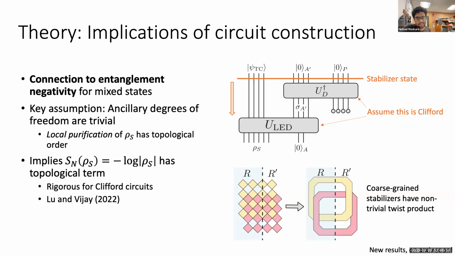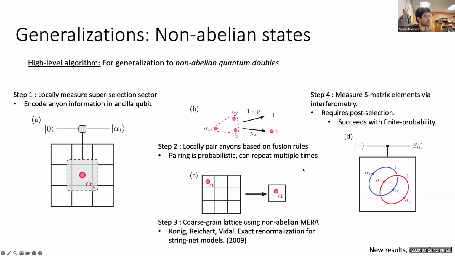All right, and I guess in the interest of time, I'll keep moving. We also worked out a generalization of the procedure to non-abelian states. In particular, we were thinking about non-abelian quantum doubles or string-net type models. And actually most of the key ideas carry over to these settings too.